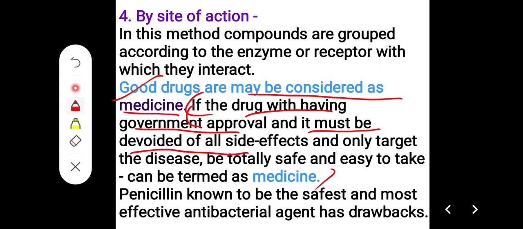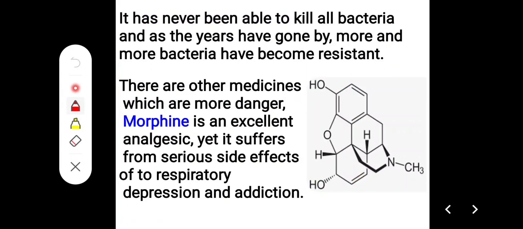Now penicillin is known to be the safest and most effective antibacterial agent, but nowadays it also has some drawbacks. It has never been able to kill all bacteria. Actually, penicillin is not able to kill all bacteria, because as the years have gone by, more and more bacteria have become resistant, preventing themselves from the action of penicillin.